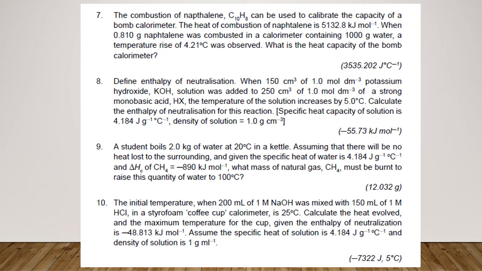Question number 7 is asking about heat capacity of the bomb calorimeter. So you would know straight away what is the formula that you're going to use. So you're going to find capital C. Question number 8 is almost the same as example 1.5. It's just that you need to find the limiting reactant first for the neutralization reaction. And then question number 9.